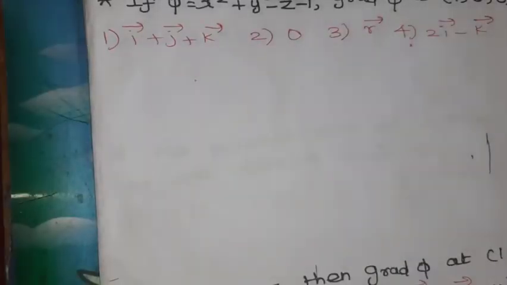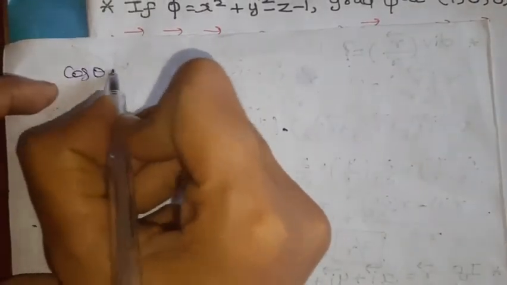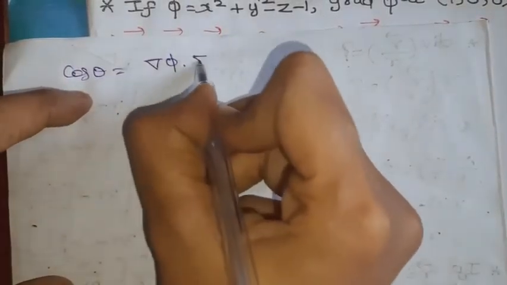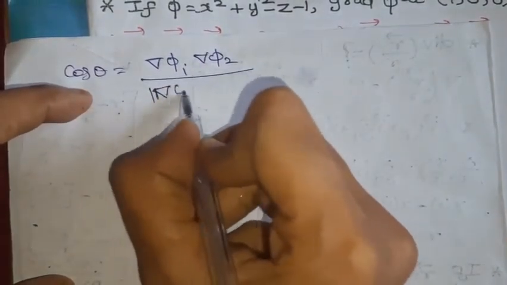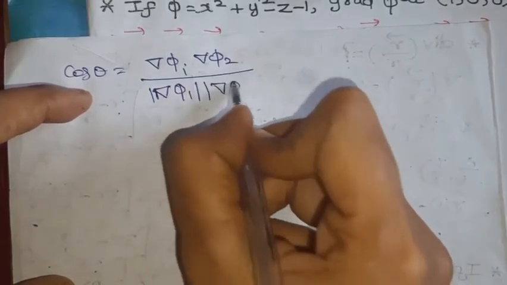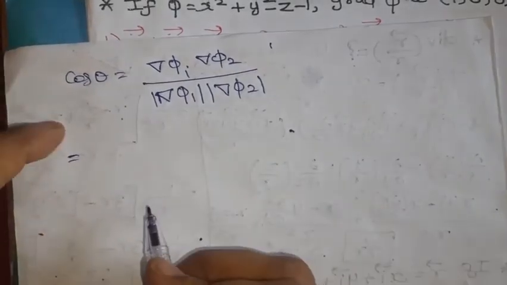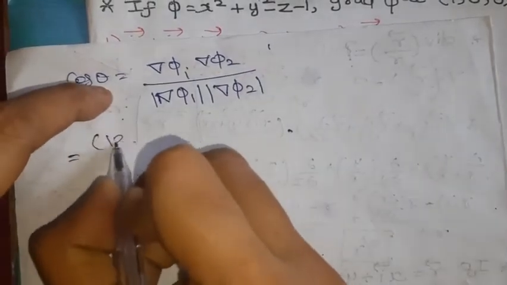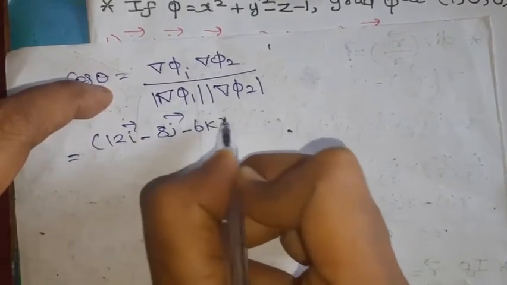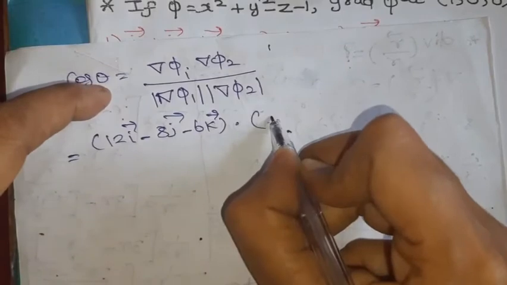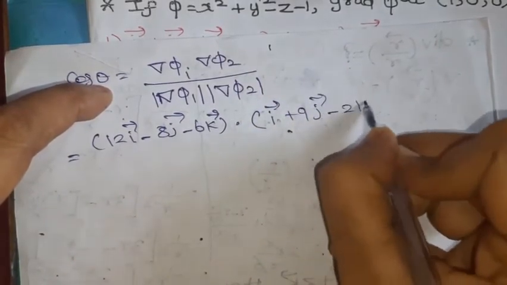What is the angle formula? cos theta is equal to del phi 1 dot del phi 2 divided by modulus del phi 1 into modulus del phi 2. Okay, so what is del phi 1? 12i minus 8j minus 6k, dot del phi 2, which is 9j minus 2k.